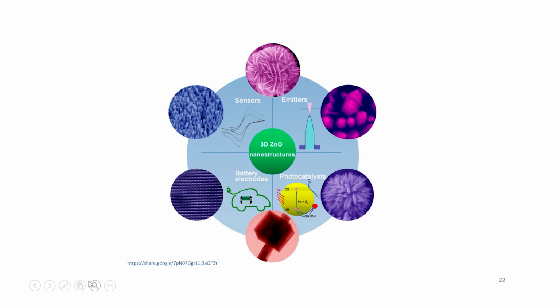Three-dimensional zinc oxide nanostructures can be utilized as emitters, sensors, battery electrodes and photocatalysts. These are the microscopic images of these 3D zinc oxide nanostructures. That is how they look. The concept of photocatalysts and all I'll be teaching in detail in my next lecture.